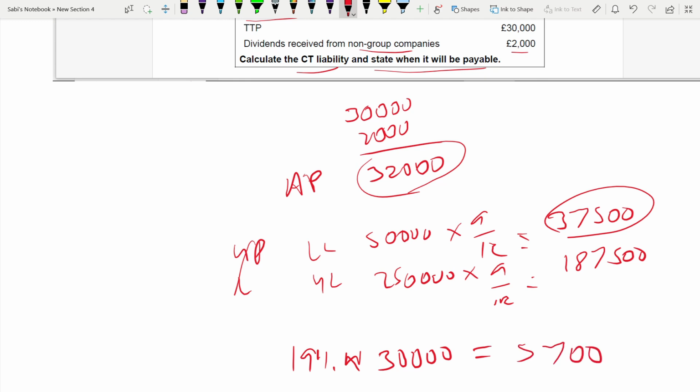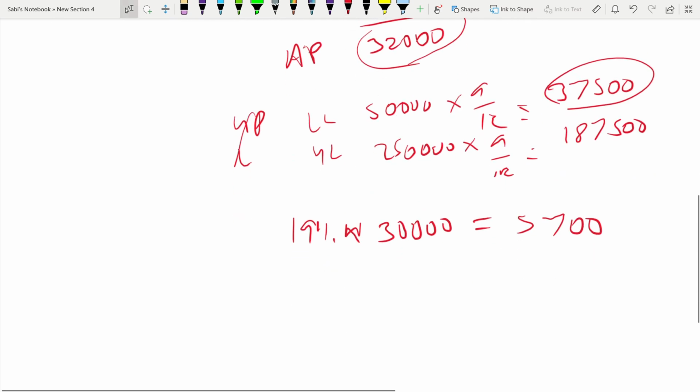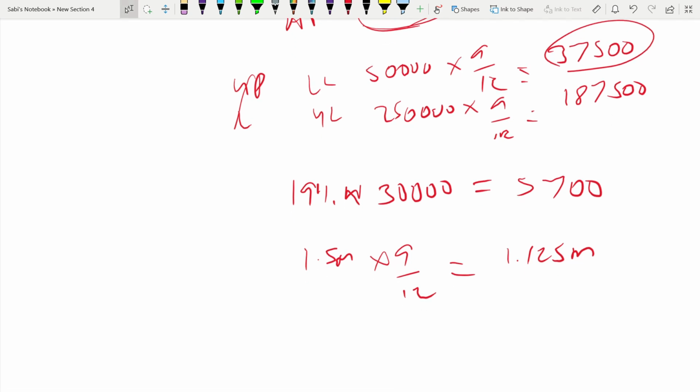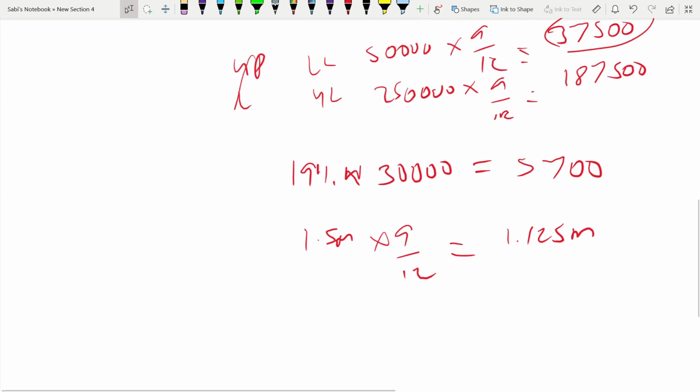And now, even the threshold of 1.5 million will be limited by 9 months. So you have to take it for 9 months, which will be 1.125 million. So if you see, your augmented profit is below this threshold. It is just 32,000, much less than 1.125 million. So that's why your due date is not by installments. You are not a large company. It will not be by installments. It's 9 months, 1 day after the end of the accounting period.